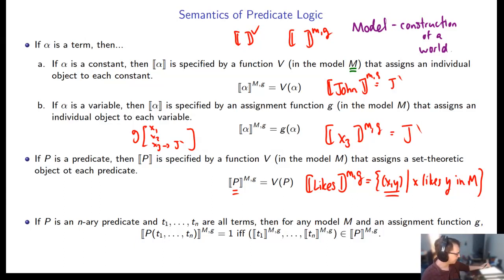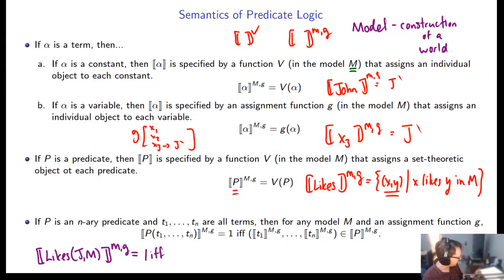Okay. Now taking these two points together, we can say whether something is true or not. So for instance, imagine we have something like likes, and then we have, say, John and Mary. And we want to know whether this is true or not. So the sentence, John likes Mary. With predicate logic, how this works.